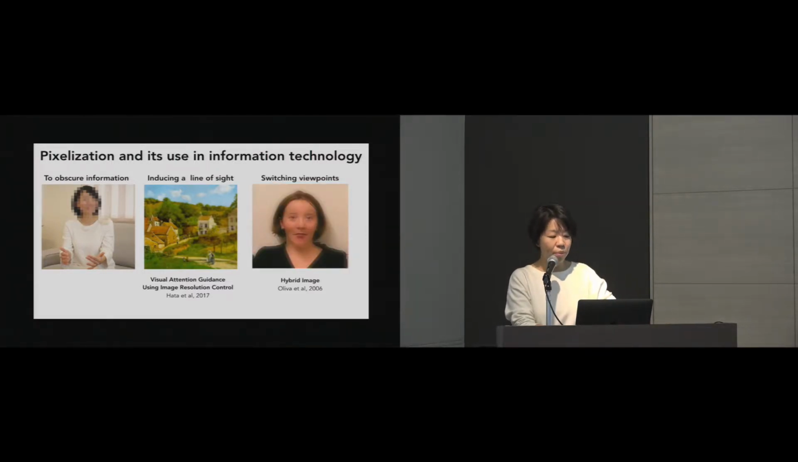Hybrid image makes it possible to present different information when viewing something from afar or from nearby by overlaying two pieces of information with different spatial frequency bands. In our research, we pixelize real-world objects with a physical filter. Additionally, we want to explore similar effects in the real world, such as inducing a line of sight and switching viewpoints.